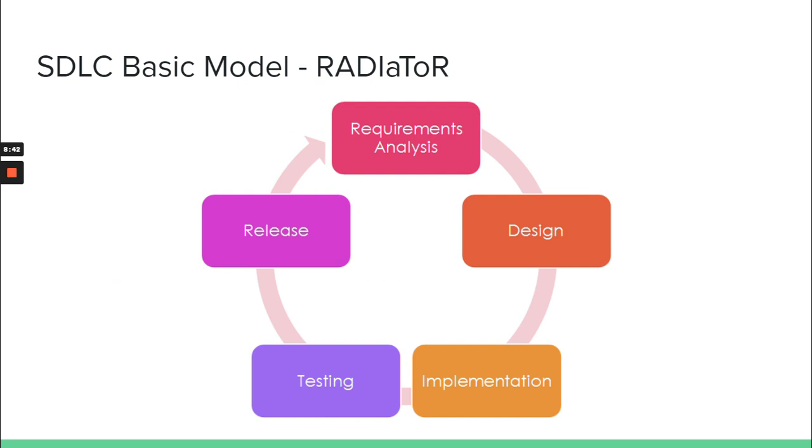For the test, you're going to need to know this whole cycle, specifically these 5 pieces. There's a handy acronym called RADIATOR. If you remember Radiator Springs, Lightning McQueen, RA, requirements analysis, D, design, I, implementation, T, test, R, release. Any questions about software development lifecycle?